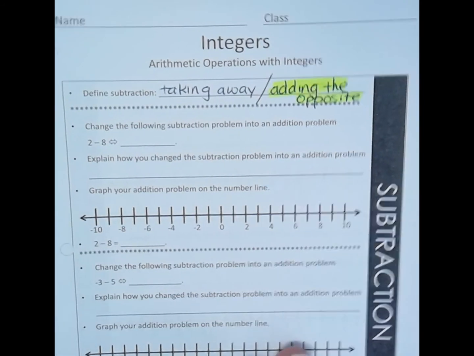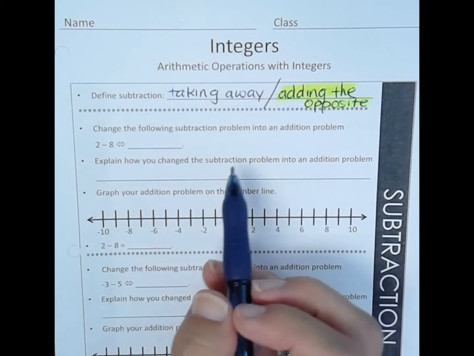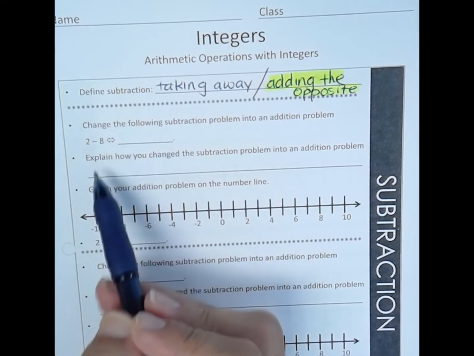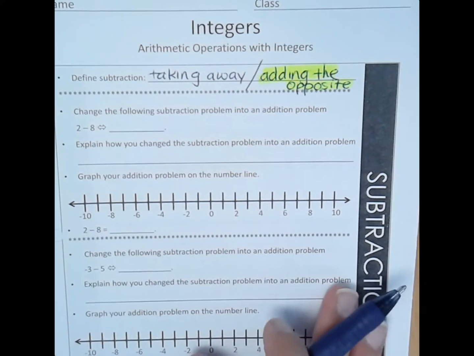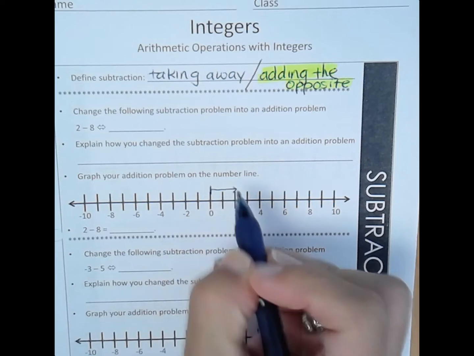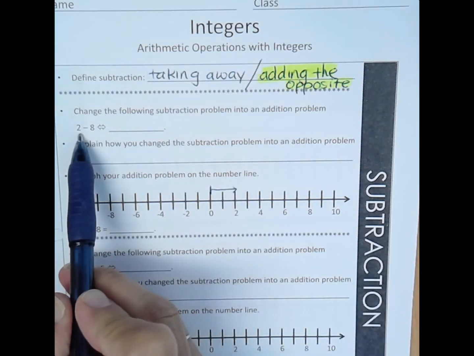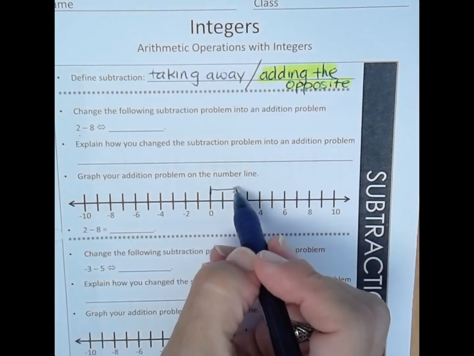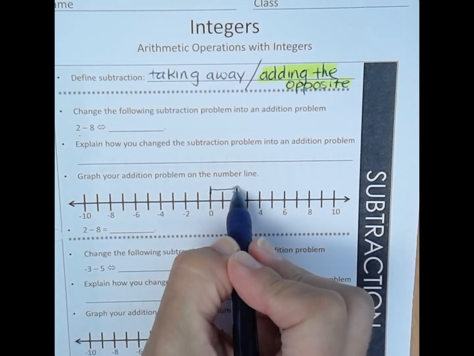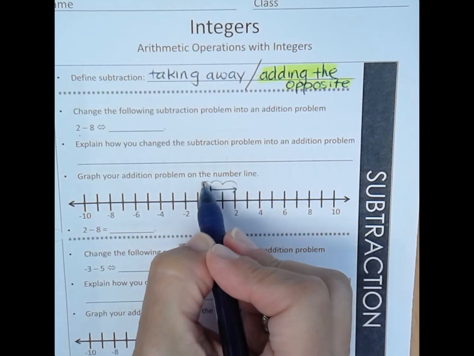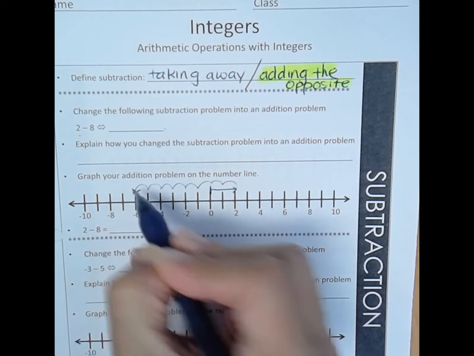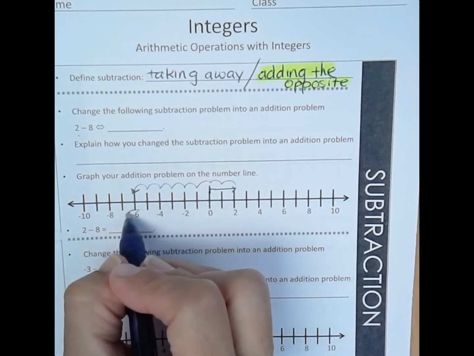Okay, let's take a look at an example. Change the following subtraction problem into an addition problem. 2 minus 8. Before I write that, I'm going to show you down here on the number line what that looks like. You know that we start at 0, we would go to 2, since that's where we're starting. And then if I was going to subtract 8, subtracting is going backwards 8. 1, 2, 3, 4, 5, 6, 7, 8. Okay, and that puts me at negative 6.